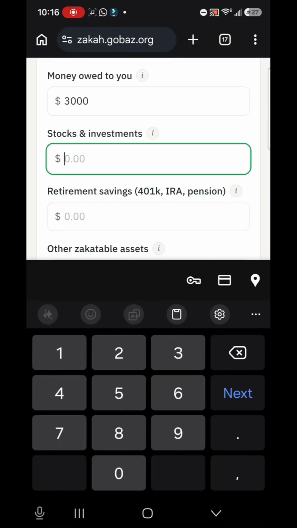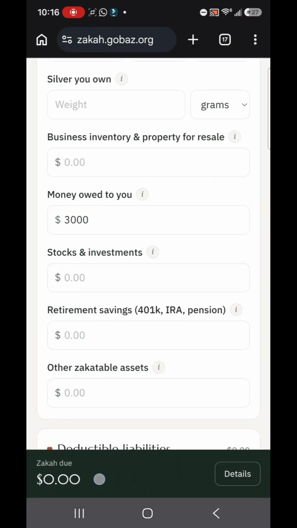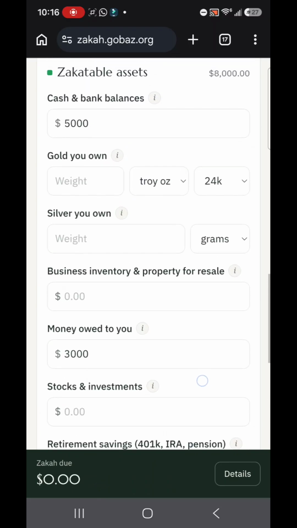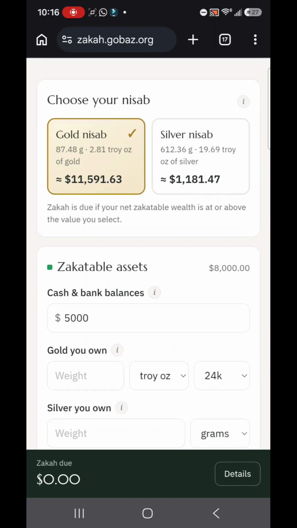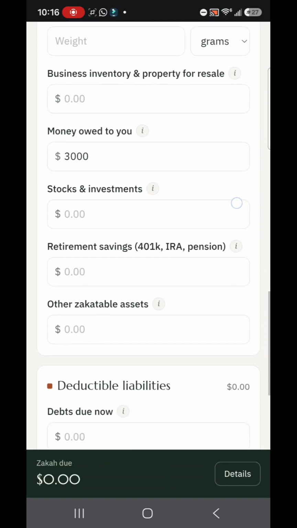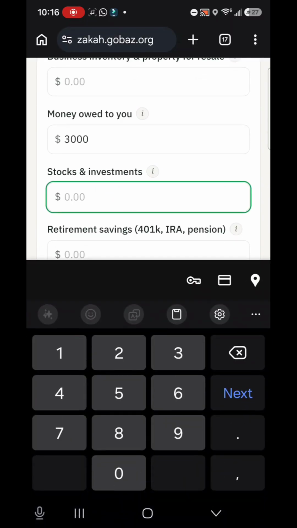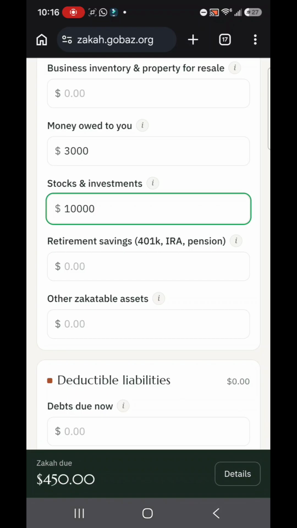Let's say you have stock investment. And by the way, if you look here on the bottom, there's no zakah due because the total is 8,000 and the nisab of gold is 11,591 in this example. Let's say you have money in the stocks. You can add it here, your money and investments. So let's say your stock is worth 10,000, for example. Now if you look at the bottom here, the zakah due is 450 for this whole amount, the 10,000, the 3,000, the 5,000, $18,000, before deducting the liabilities, which we're going to get to.